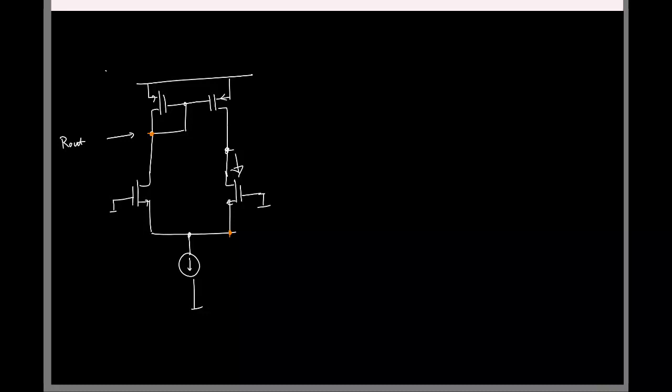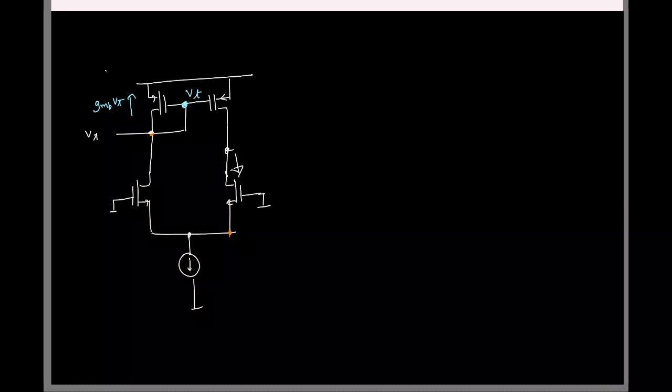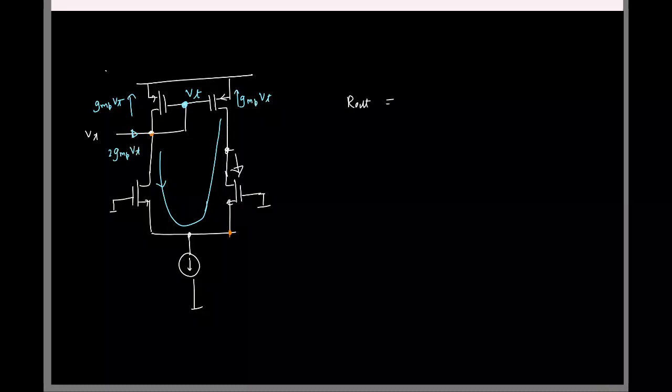It's not really correct. The quick guess might be 1 by gm of the PMOS, but it turns out it is not quite true. Say you apply a test voltage here. This PMOS is going to draw current gmp times Vtest. The same gate voltage is applied to this PMOS also. What will be the current in this one? If you assume all the r naughts are infinity, this current will actually come like this. So what is the total current we have now? 2 times gmp Vtest. So what is the output impedance now? Rout looking into that node is actually 1 by 2 gmp.